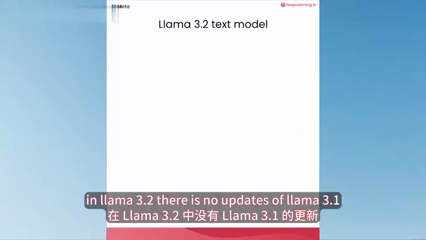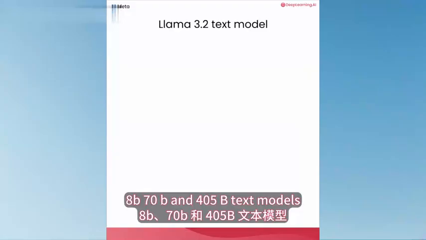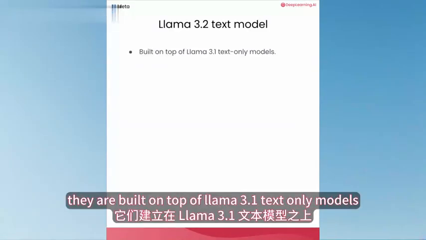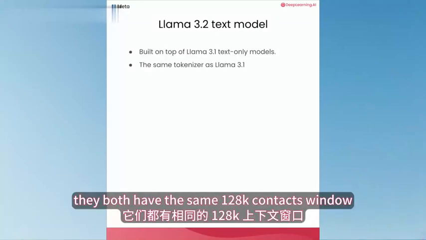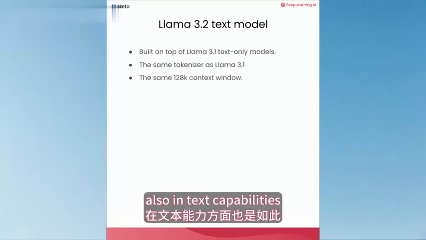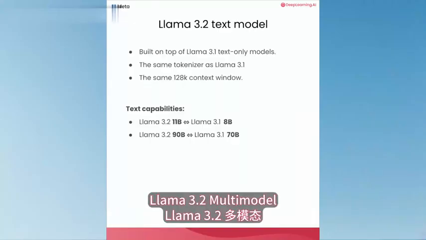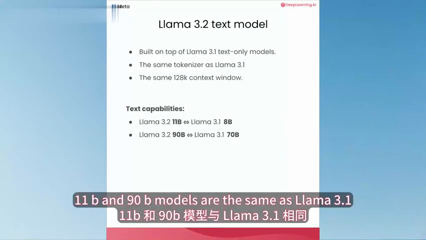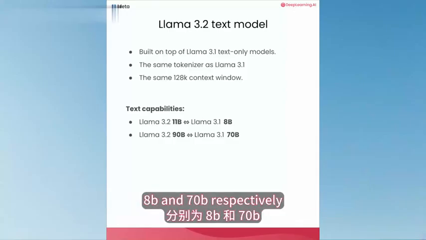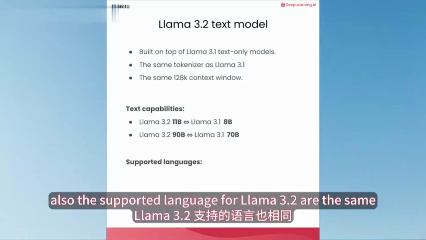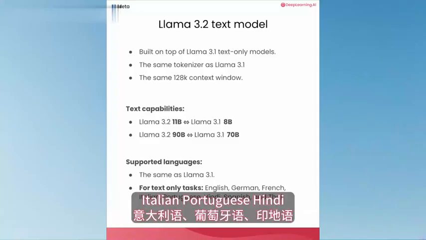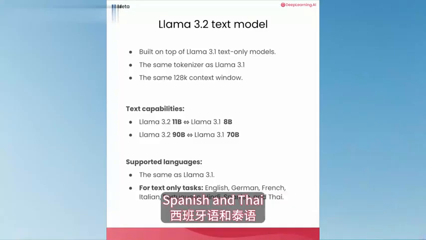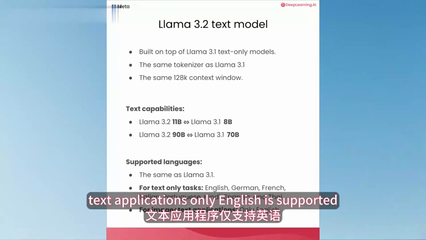In Llama 3.2, there are no updates to the Llama 3.1 8B, 70B, and 405B text models. They are built on top of Llama 3.1 text-only models. All Llama 3.2 models use the same tokenizer as Llama 3.1. They both have the same 128K context window. Also, in text capabilities, Llama 3.2 multimodal 11B and 90B models are the same as Llama 3.1 8B and 70B, respectively. Also, the supported languages for Llama 3.2 are the same as Llama 3.1. For text-only tasks, you have English, German, French, Italian, Portuguese, Hindi, Spanish, and Thai. And for image plus text applications, only English is supported.